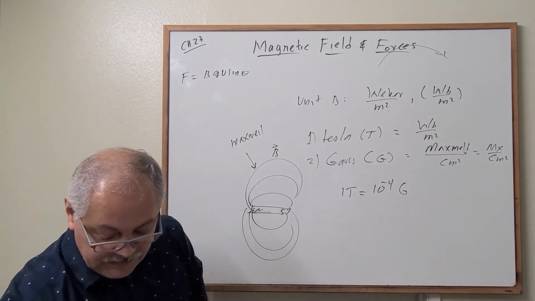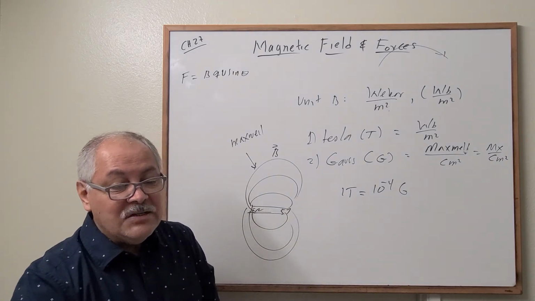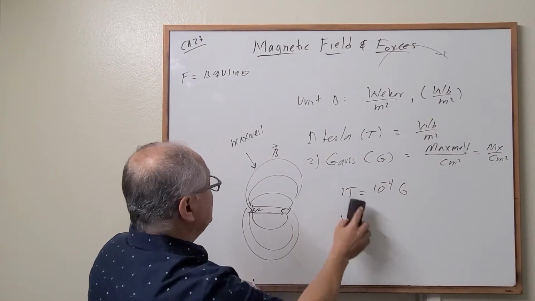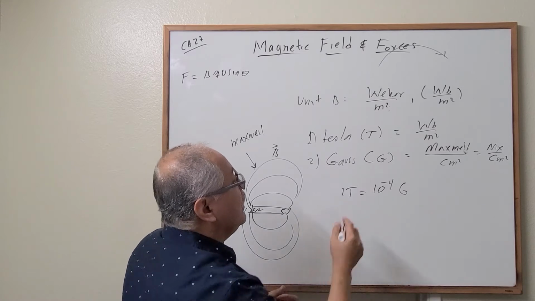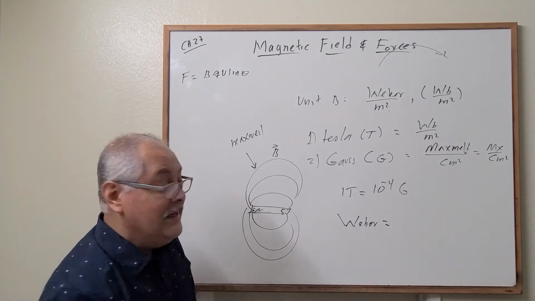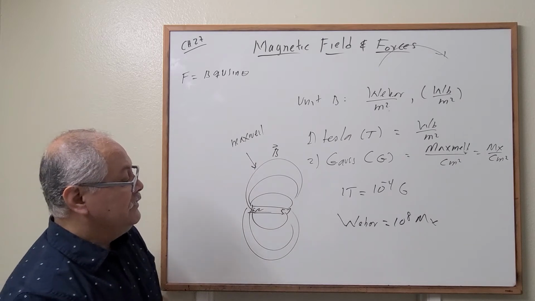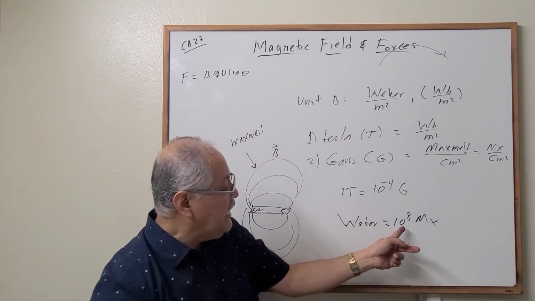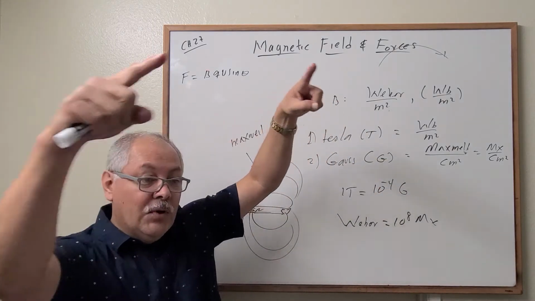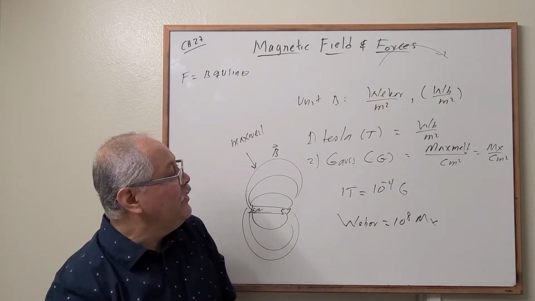And also to have an idea, one Maxwell is one line, right? What about one Weber? One Weber equals 10 to the 8 Maxwell. So this is going to be 10 to the 8 lines per square meter. Okay, that's one Weber. Perfect.